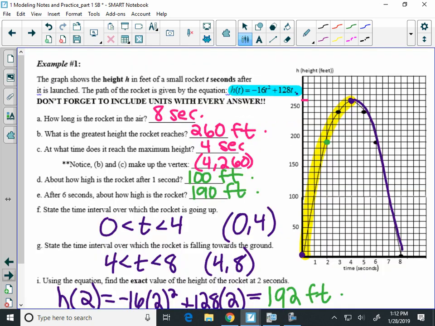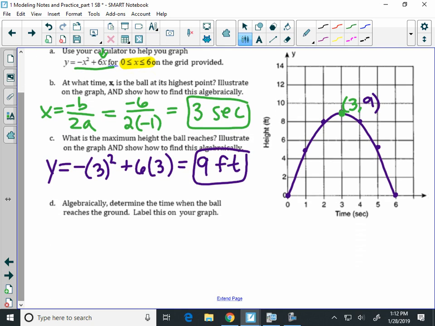Do you guys remember how you find x-intercepts by hand? Put 0 in for y, so I'll have 0 equals negative x squared plus 6x. And what do I do from there? It starts with an f. Factor. Yeah, it's factor this time. Solve by factoring. Factor that.